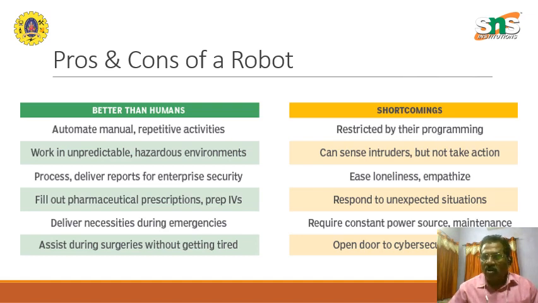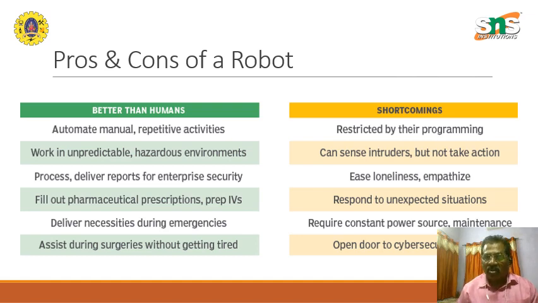What are the pros and cons of robo? They work better than humans. They automate manual, repetitive activities. They work in unpredictable, hazardous environments. They process and deliver reports for enterprise security. They fill out pharmaceutical prescriptions and preparations. They deliver necessities during emergencies. Even during Corona, there were robots knocking on the doors of patients and supplying food. They assist during surgeries without getting tired.